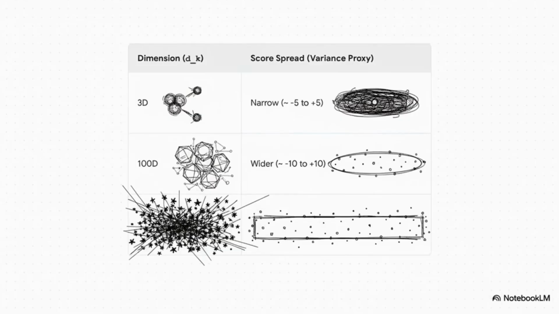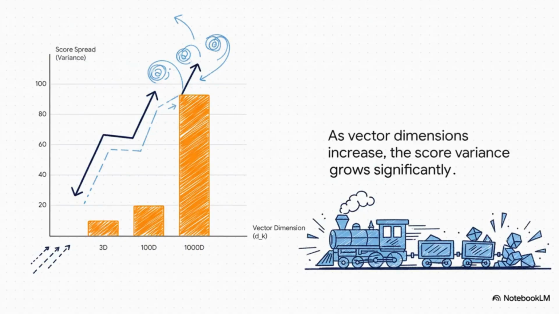And hey, this isn't just theory. Look at this. In 3D, your scores are in a nice, tight little package. Jump up to 100 dimensions, and that spread doubles. By the time you get to 1,000 dimensions, the scores are flying all over the place, from -30 to +30. The variance is just huge. This chart just makes it super obvious, right? As the dimensions go up, the variance just keeps climbing and climbing. It's like a runaway train, and if we don't do something to stop it, it's about to slam right into the next step in the process.